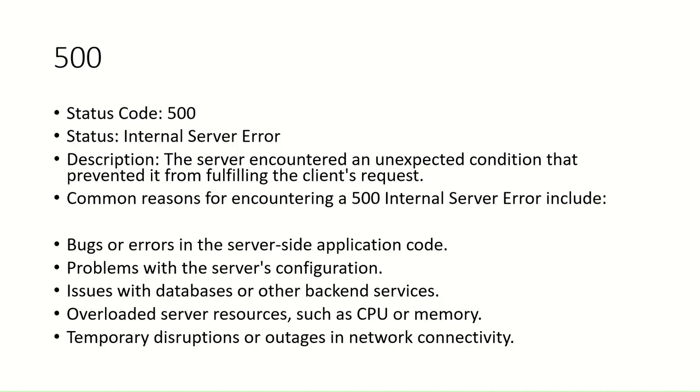So the status code is 500 and the status name is internal server error. In the description, we can say that the server encountered an unexpected condition that prevented it from fulfilling the client request. Common reasons for encountering a 500 internal server error include bugs or errors in the server-side application, problems with the server configuration, issues with the database or backend service, overloaded server resources such as CPU or memory, and temporary disruption or outage in network connectivity. So these are the possible reasons when you will get the 500.